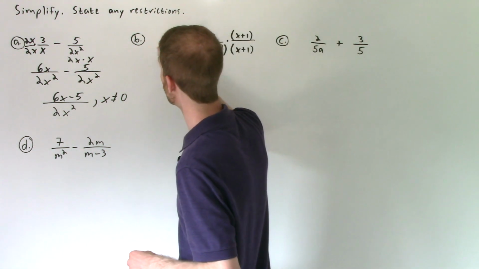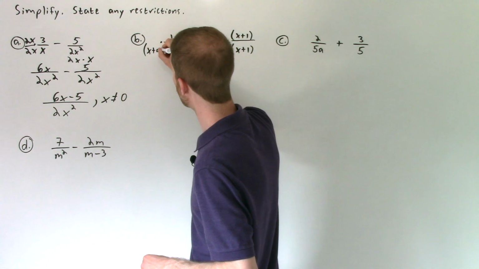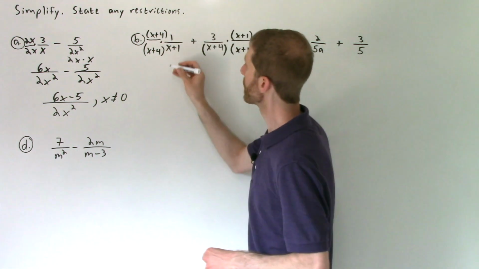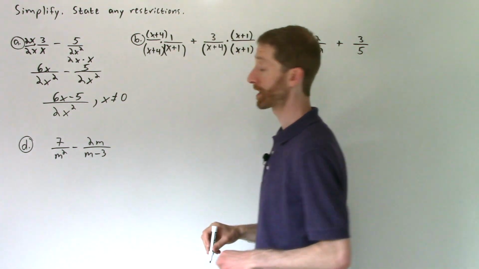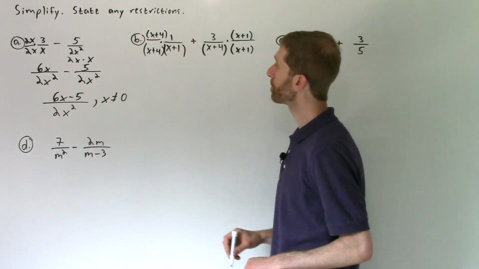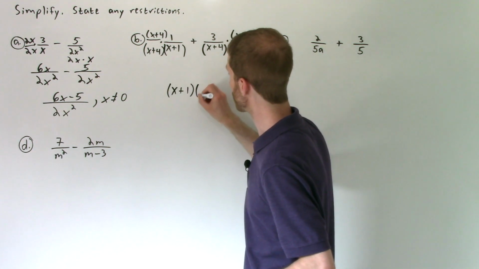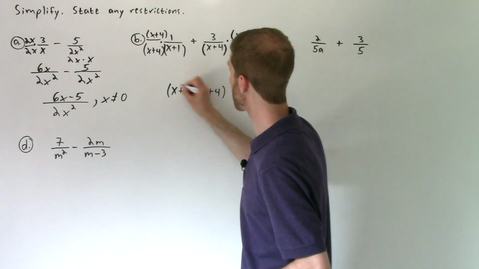So we'll multiply top and bottom by x plus 4. And now if you take a look at the two denominators, they will be identical. X plus 1 times x plus 4. So we've got our common denominator. Write it all over 1. I think it makes life a little easier. So there's our common denominator.